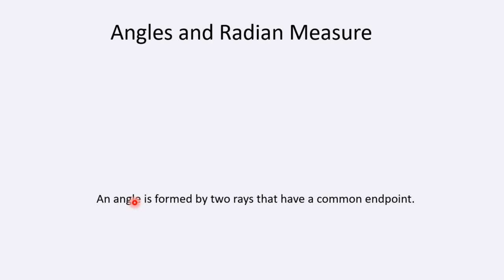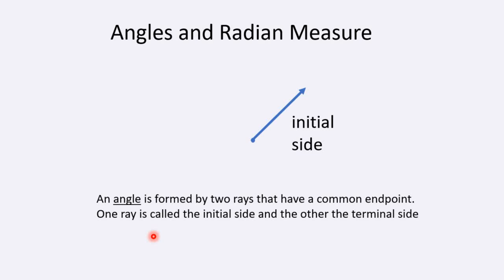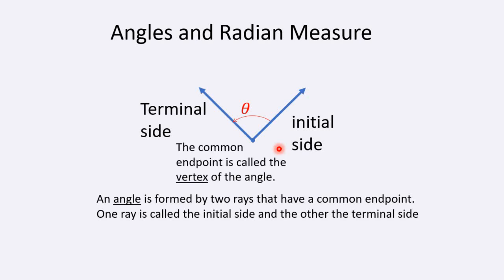An angle is formed by two rays that have a common endpoint. One ray is called the initial side, and the other ray is called the terminal side. There's a rotation from the initial side. Theta is a measurement of rotation. So the shared endpoint, this point right here, of the two rays is called the vertex of the angle.